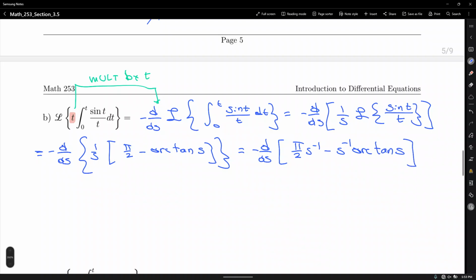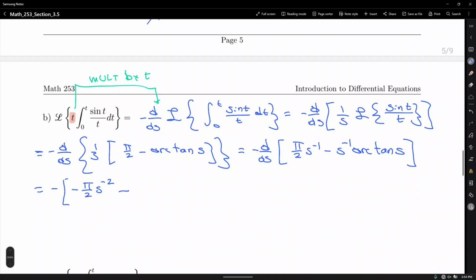Well, let's find the derivative as if we were in Calc 1, you know? Why not? So that is negative, no more derivative symbol because we're already differentiating. Negative 1 pi over 2 s to the negative 2 minus, did you guys agree that we product rule s to the negative 1 times arctan of s requires a product rule to be differentiated?